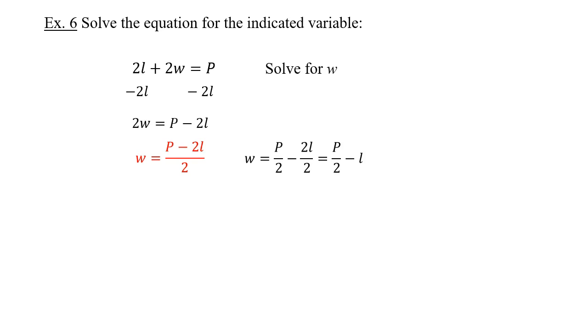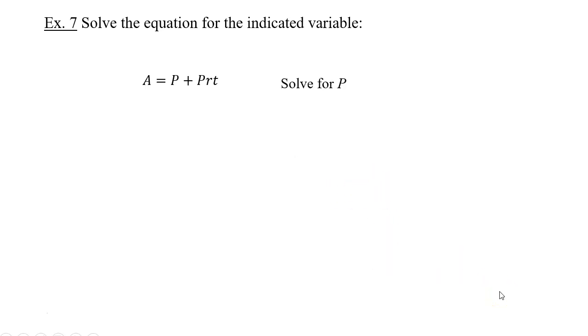This is another way of writing this. The first way in red, of course, would be fine on a test or something like that, but in my math lab, sometimes if these questions are multiple choice, they want them written a certain way. So notice to go from this version to this version, I've just separated the numerator. So I've got P over 2 minus 2L over 2, and that reduces to P over 2 minus L. But either way you write it is fine.